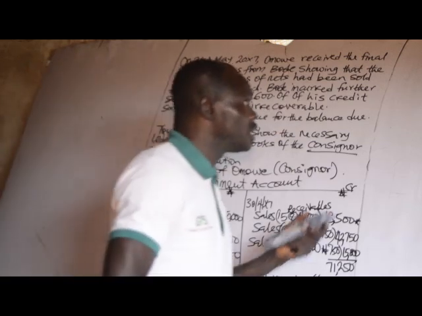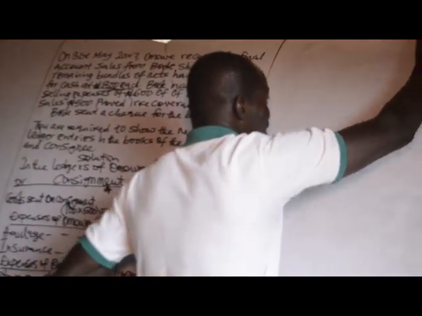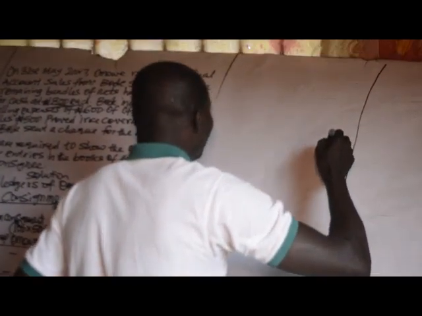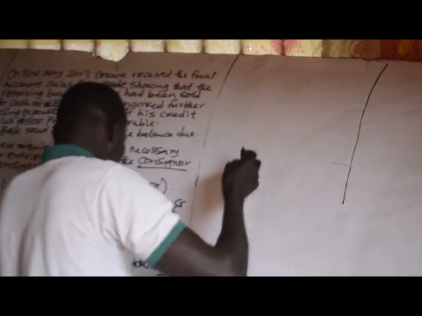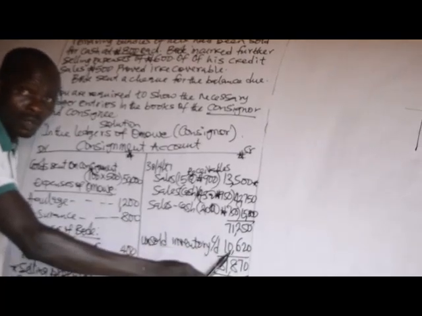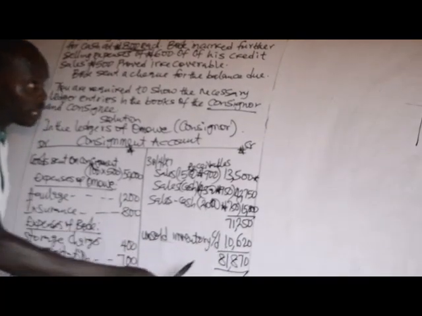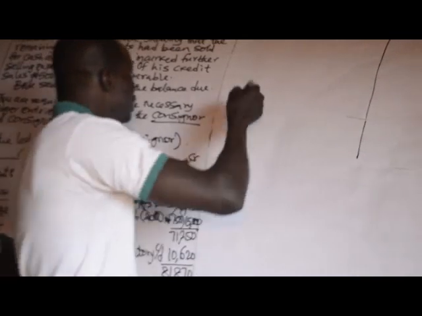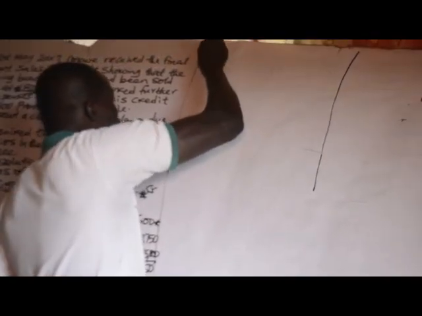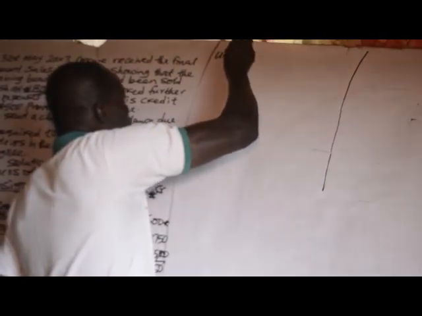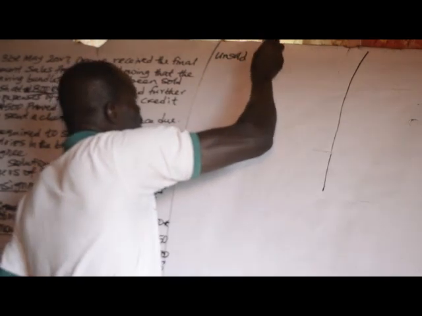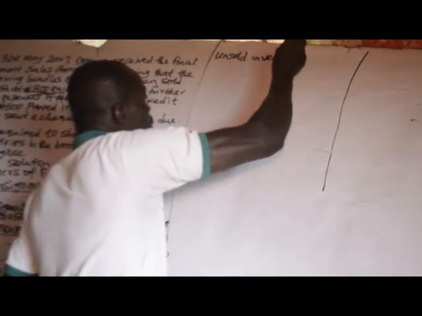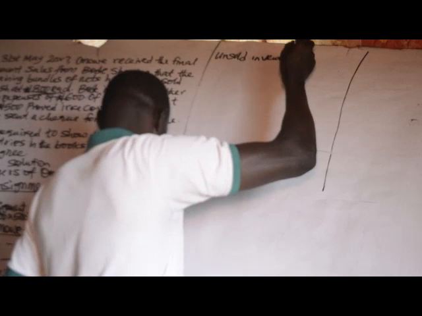Now, this is the continuation of our consignment account. Remember, our unsold inventory amounted to 10,620. Unsold inventory is 10,620. It will be brought down. Unsold inventory brought down, 10,620.